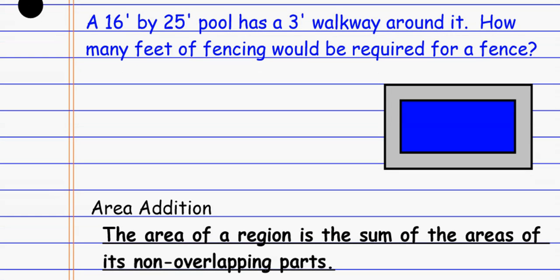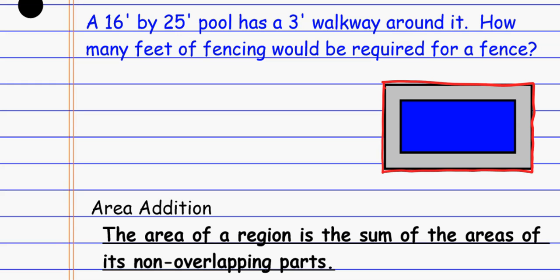If we look at something like this, this is more of an application type of problem. We have a 16-foot by 25-foot pool, and it has a 3-foot walkway around it, and we want to know how many feet of fencing would be required for a fence around this pool. The idea here is we want to put the fence around the pool, but really around the walkway. So we want the fence to go around the outside of all of this.